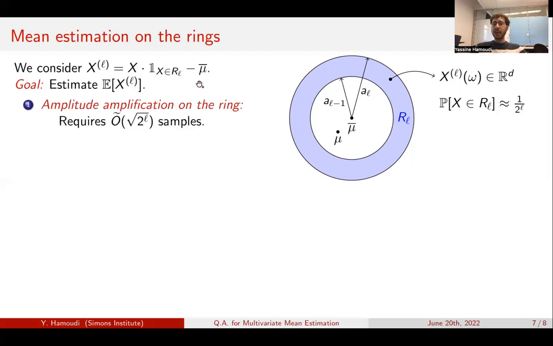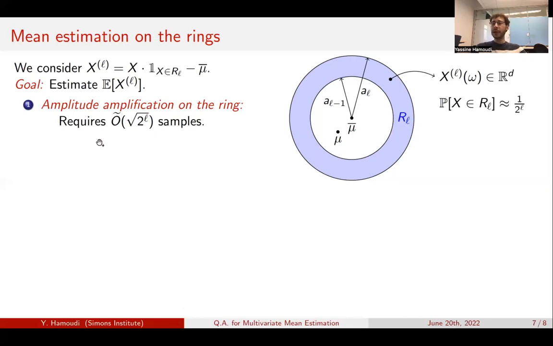So the first step is going to be very similar to what we did in the previous slide to estimate the quantile. And again, this step will consist of using amplitude amplification to boost the probability of observing an element that is inside this ring. And again, because the probability of observing something inside the blue area is 1 over 2 to the L, the cost of boosting this event will be the square root of 2 to the L.